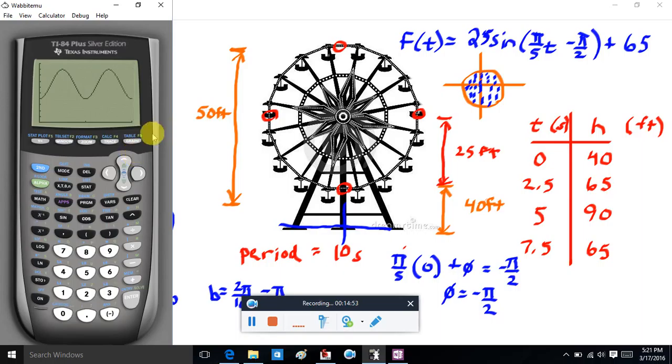So does this correctly model what we've shown? We can test it by looking at the calculation function. Let's calculate a value. So we know that a quarter of the way through the period at 2.5, we should get a value of 65, and we do.